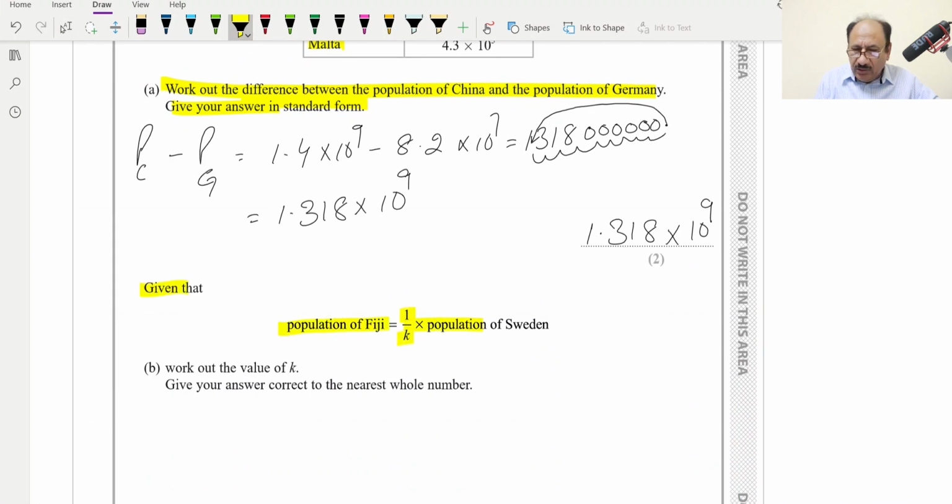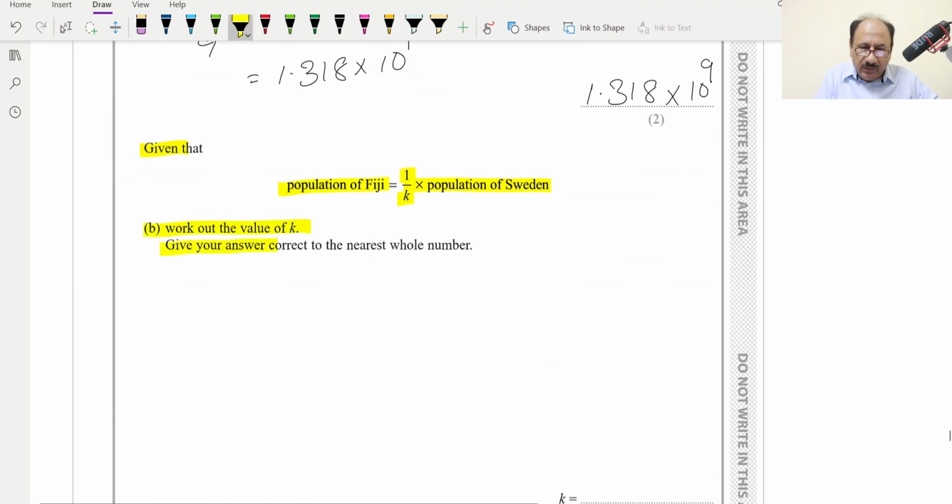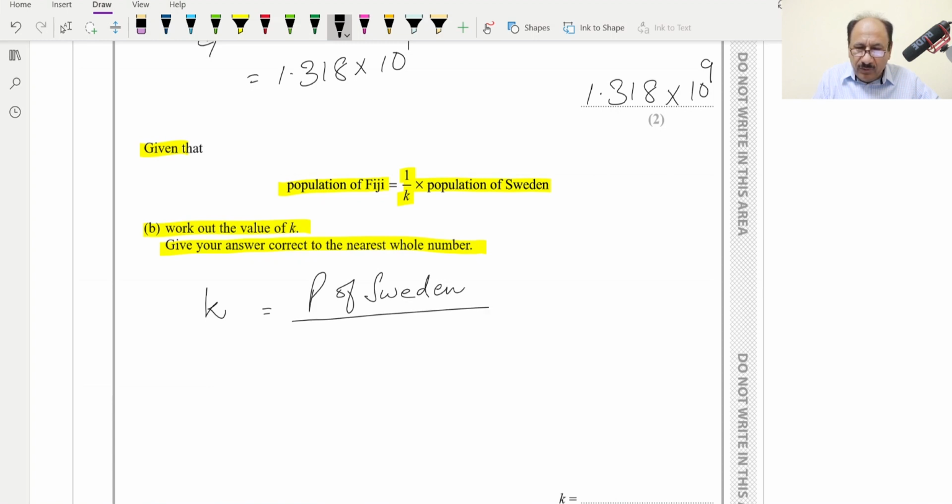Then given that population of Fiji is equal to 1 over k of population of Sweden. So work out the value of k. To calculate the value of k, give your answer correct to the nearest whole number. So what we will do, we can shift this k to the other side. So if we shift k to the other side, we can write k will be equal to population of Sweden, and this will be divided by, because population of Fiji is going to the other side, population of Fiji, this one.